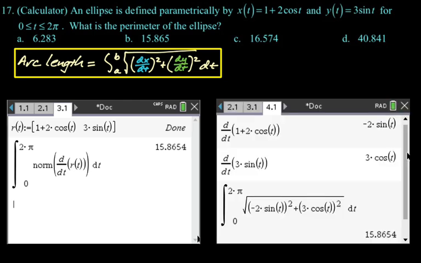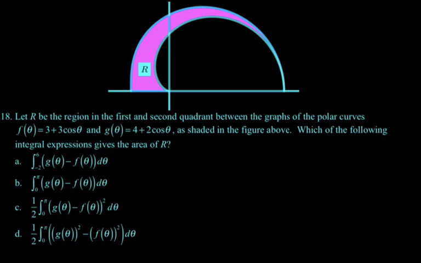Or I found dx/dt, I found dy/dt, and then I explicitly typed them in. Also good, takes a little bit longer, I think, but maybe not. It depends on how fast you are at different things. So either way, we're getting 15.865. Let's take a look at the next question.